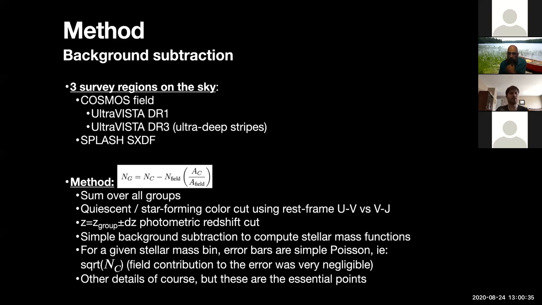I'll note that quiescent or star forming color cuts are done using the U minus V versus V minus J color cuts, similar to others in the GOGREEN collaboration. And this background subtraction routine is done for groups within some delta Z, some redshift cut, depending on the quality of the photometric redshifts and how precise they are. For a given stellar mass bin, error bars are simply Poisson, and there are other details, of course, but these are the salient points. So I'll present some results.